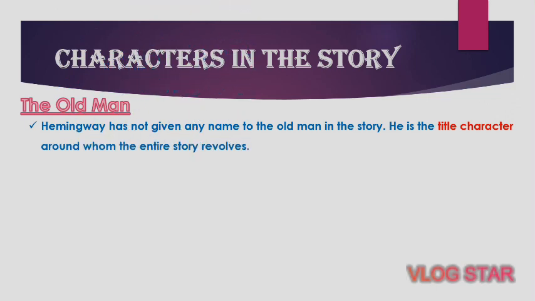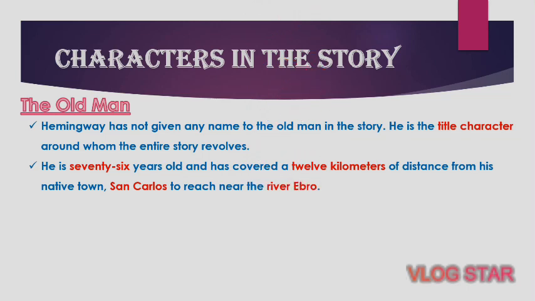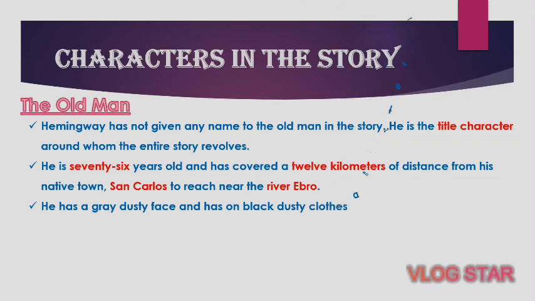So the old man is the central character in the story, and the entire happenings of the short story revolve around him. Now, if we want to learn more about him, he is 76 years old. He had come from his native town of San Carlos, and he had covered a distance of almost 12 kilometers on foot and reached that particular place near the Fountain Bridge. And as he could not walk any further, he sat down there to take some rest.